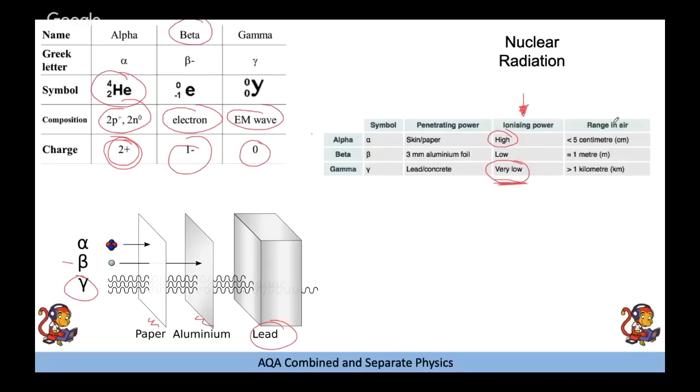So our range in these in air, well, less than 5 centimeters for alpha. So on the outside of your body, really quite safe. Inside of your body, awful. Range in air for gamma radiation is over kilometers.